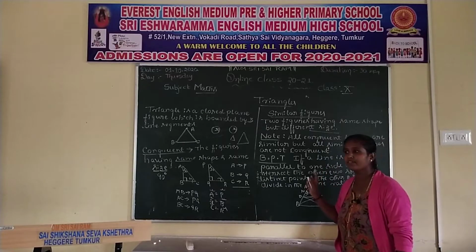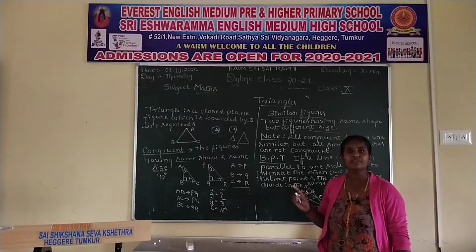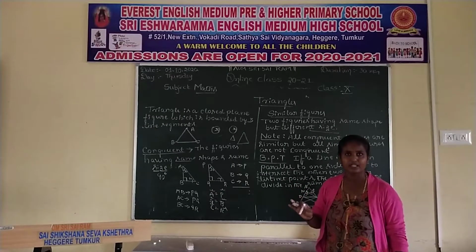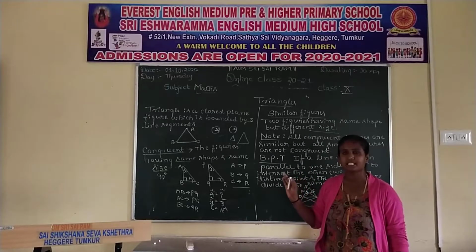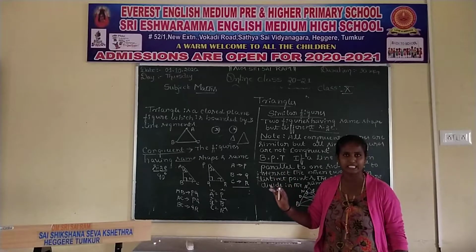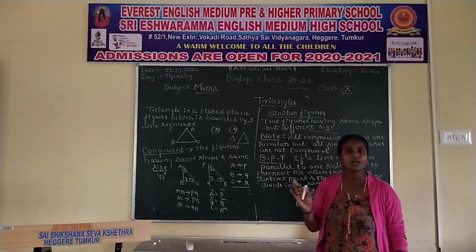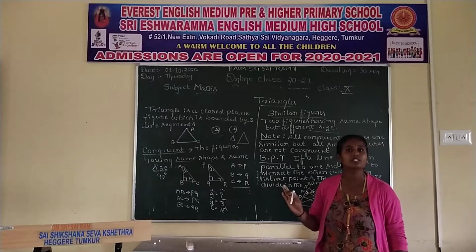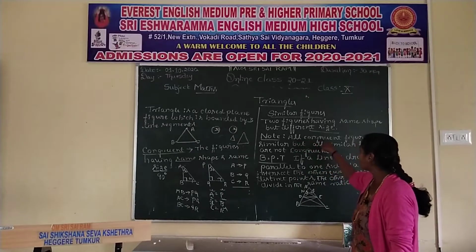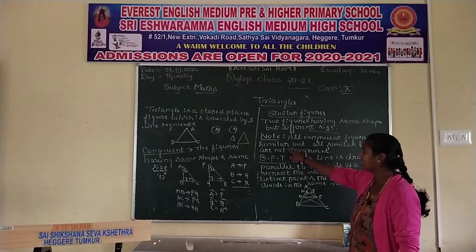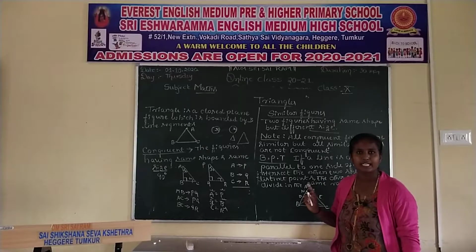See, in similar figures and congruent figures, all congruent figures are similar. All congruent figures are similar means that if two figures are congruent to each other, those two figures are similar. But all similar figures are not congruent. This is the important note: all congruent figures are similar, but all the similar figures are not congruent.